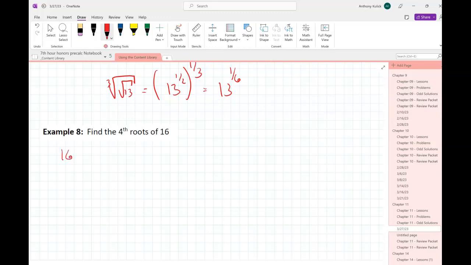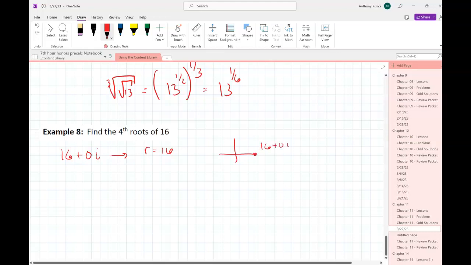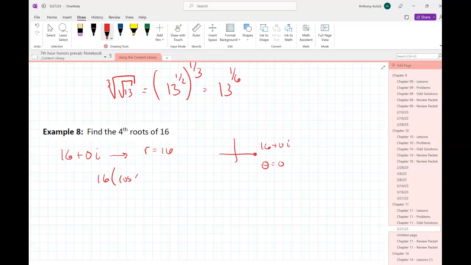All right, so the first thing we're going to do is recognize that 16 is a complex number, 16 plus 0i, and we're going to convert that into trigonometric form. Well, it should be pretty easy to see that r is just 16. The square root of 16 squared plus 0 squared is just 16 again. If I plot that, 16 plus 0i is just there on the x-axis. So what angle is that? Theta equals 0. Good. So we have 16 cosine 0 plus i sine 0. Everybody's cool?